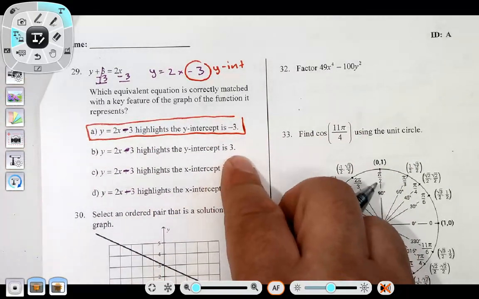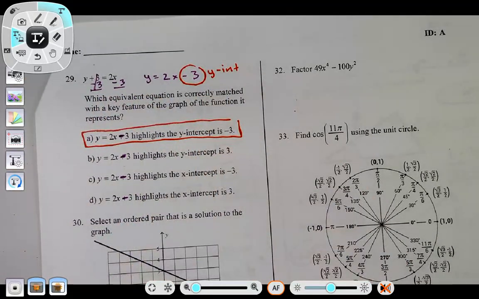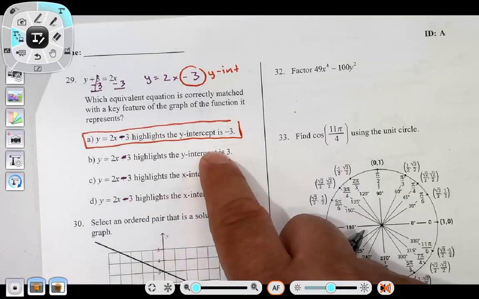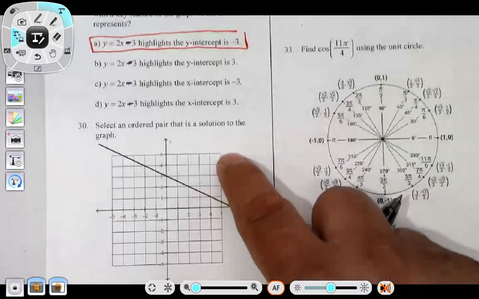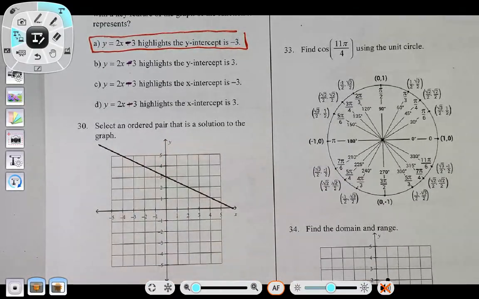My y-intercept is not +3. Again, there was a typo there, but it should be the -3 for this one. But that's it. And again, understanding that every form gives you something special becomes very important for a problem like this. Now, let's go on to number 30. Number 30 says select an ordered pair that is a solution to this graph.